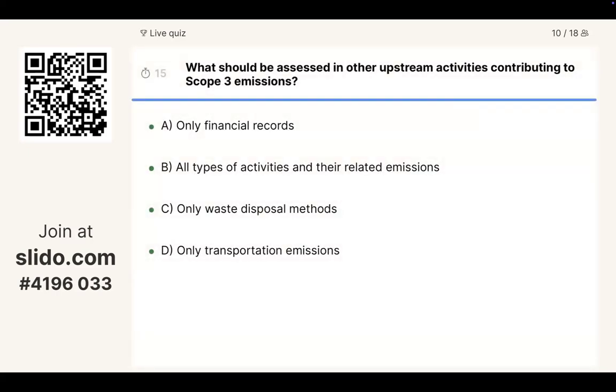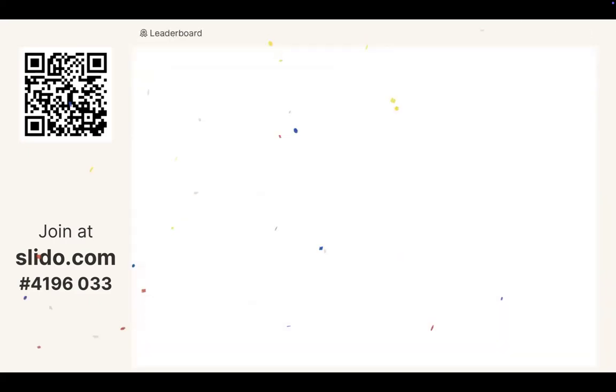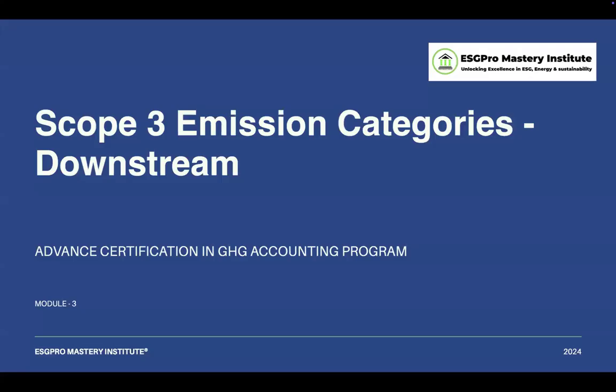What should be assessed in other upstream activity contributing to scope 3 emissions? Only financial record is enough? All types of activity and their related emissions you should collect. Only waste disposal, only transportation method? Upstream, of course, the correct answer will be all types of activity and their emissions you need to calculate. Of course, it has old data, so you will not be ranking here.